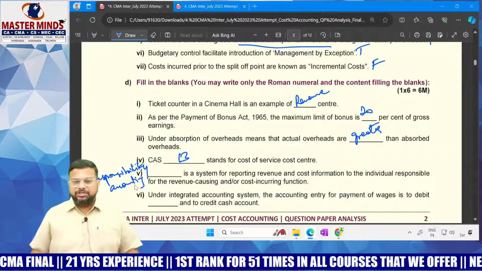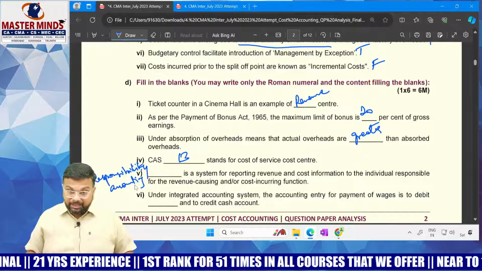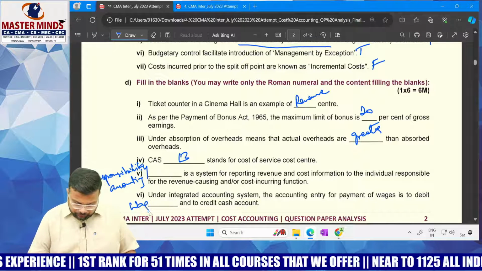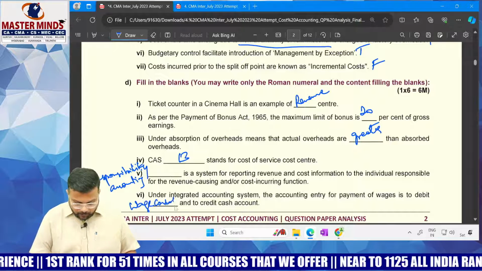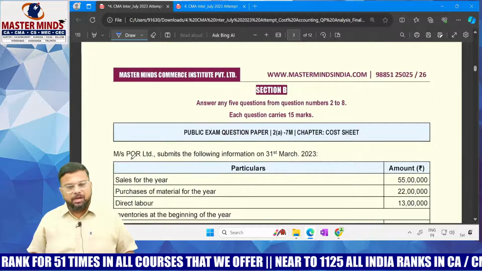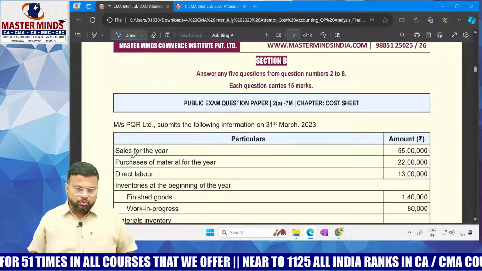Under integrated accounting system, the accounting entry for payment of wages is to debit wage control account and credit cash account. Okay, right. So these are about the bits. Let us go through the questions.